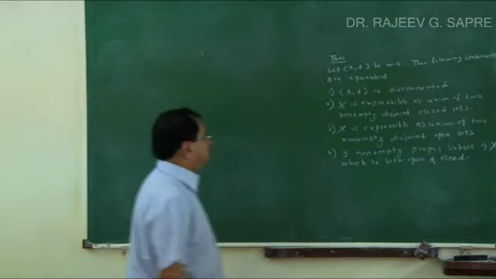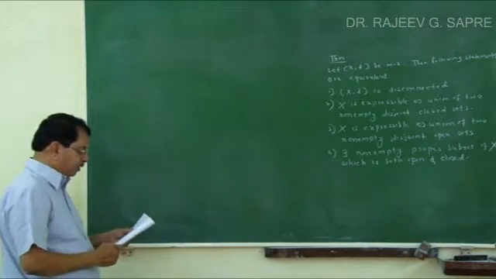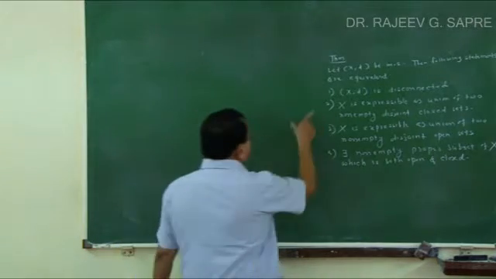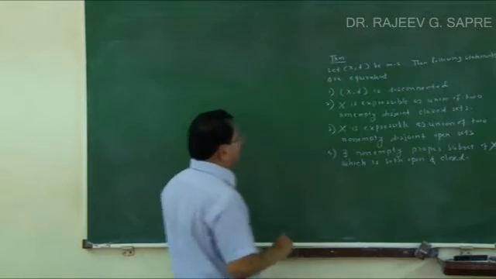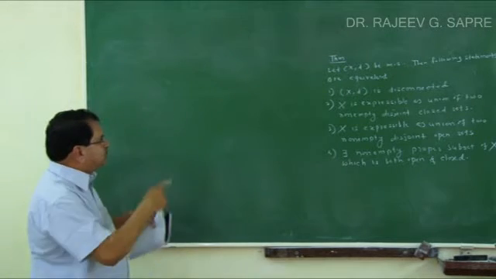This is the statement, and we want to prove these are equivalent statements. There are various ways to prove such results. First, you can prove that 1 implies 2, then 2 implies 3, 3 implies 4, 4 implies 1. That can be one way to prove equivalence.